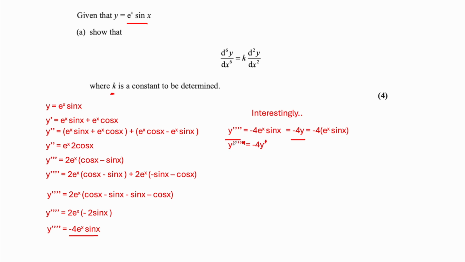So y differentiated 5 times must give minus 4y differentiated once. And we can say the same for 6. We can say that y differentiated 6 times equals minus 4 times y differentiated twice. And is that not what this is saying in the question? It's saying y differentiated 6 times equals something times y differentiated twice. And that something is minus 4. So we can say k equals minus 4.